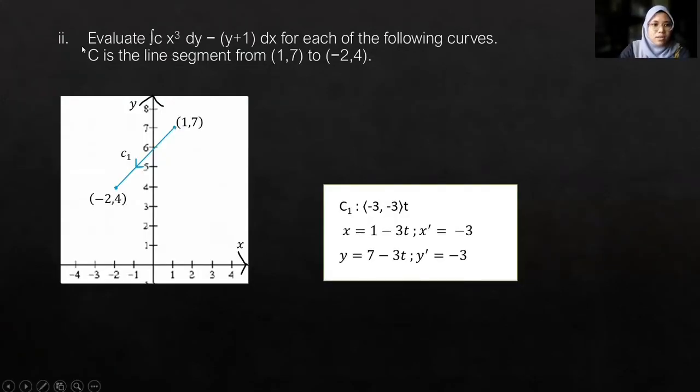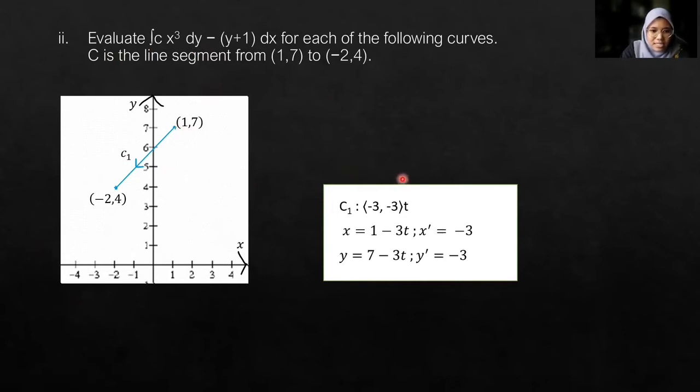Second, evaluate the line integral of x cubed dy minus (y plus 1) dx for each of the following curves. C is the line segment from (1, 7) to (-2, 4). First, we must sketch the line integral for C1.